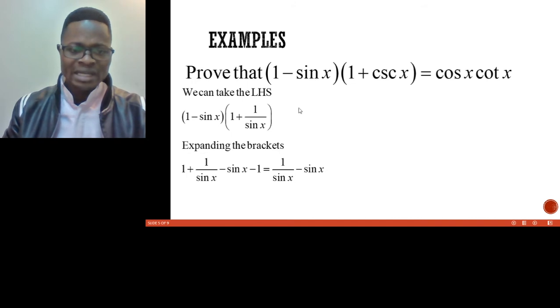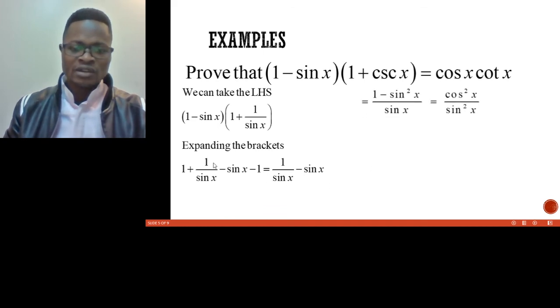Of course, from here we can expand this bracket. If we expand the bracket, we will simply have 1 plus 1 minus 1 divided by sine x minus sine x minus 1, which is equal to 1 divided by sine x minus sine x. This is multiplication. We have 1 here, and this by this will give us 1 divided by sine x. We still have minus sine x. Then minus this one, because we are distributing the signs, so this will be equal to 1 divided by sine x minus sine x.